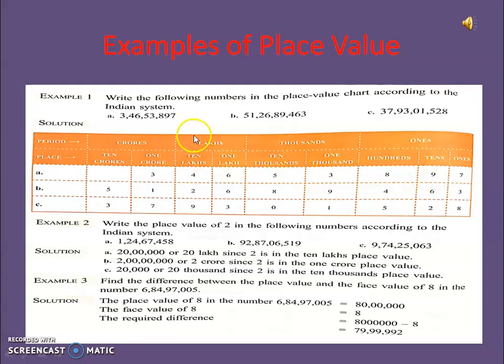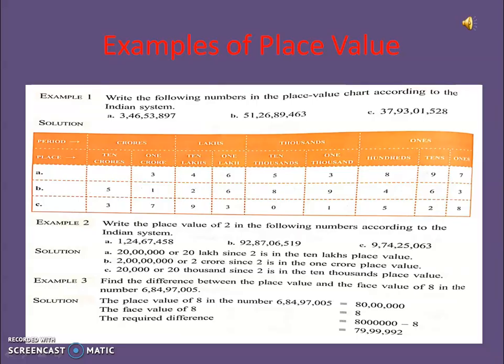From the right side we have the digit 7, so we will put it in ones. Then the second digit is 9, so it will come under tens. Then the third digit from the right side is 8, so it will come under hundreds. The next digit is 3, which will come under thousands. Then the next digit is 5, so it will come under ten thousands.